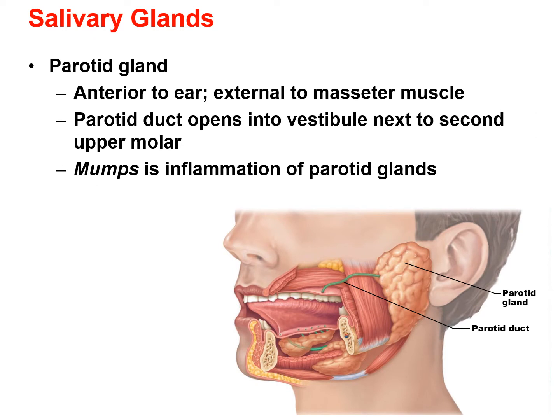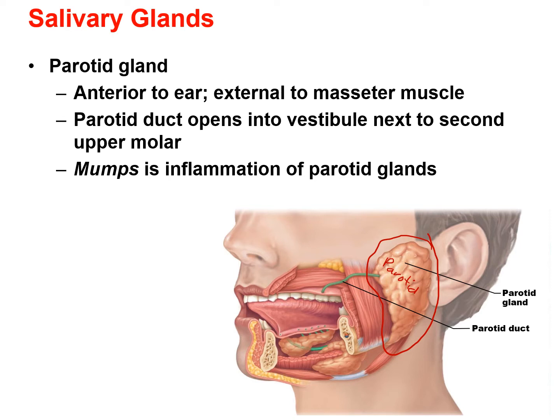The largest salivary gland in the body is your parotid gland. It's huge. It is located anterior to the ear and external to your masseter muscle, one of your big muscles of mastication. And then it extends down towards the bottom of your mandible. So all of this is your parotid gland.